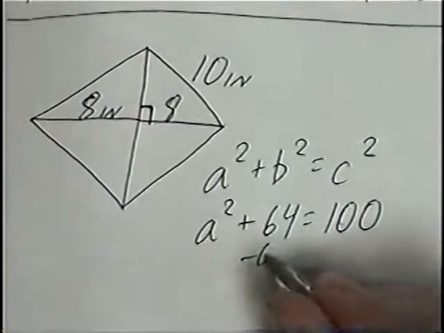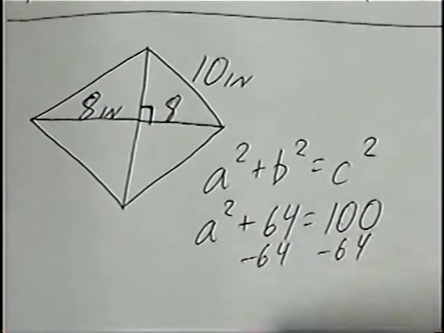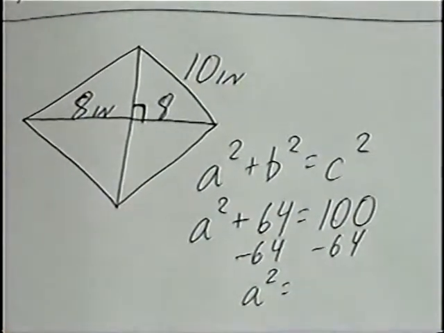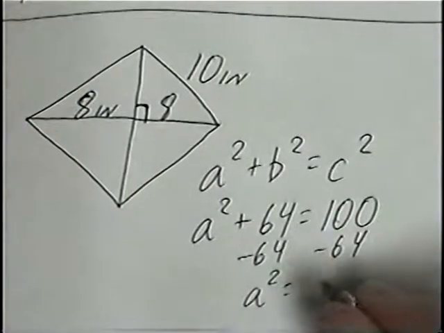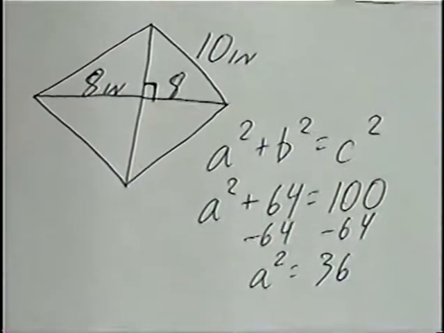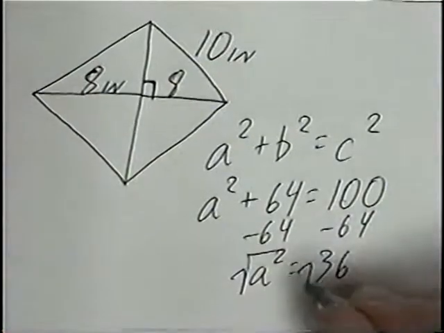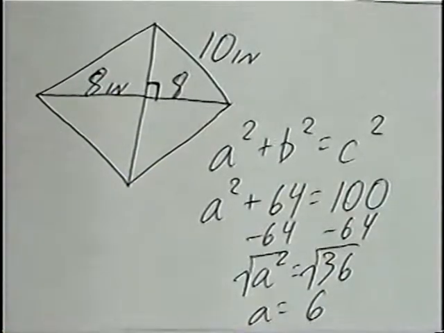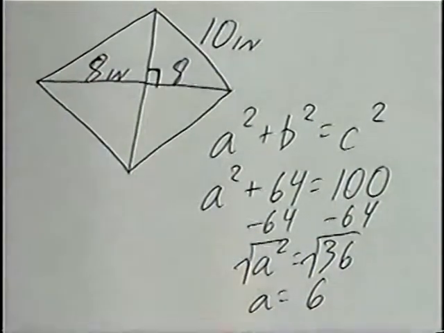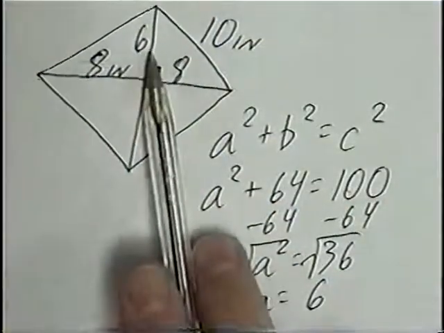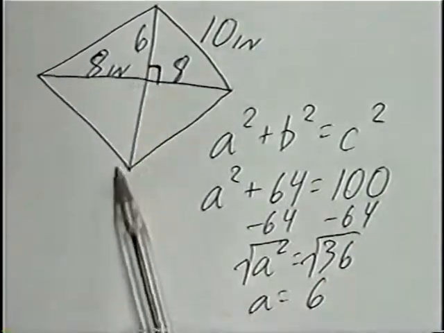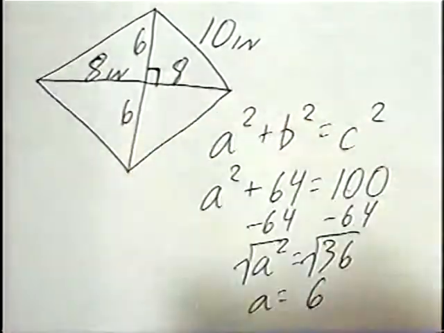Solving for A, we can subtract 64 on both sides. So A squared equals 100 minus 64, which would be 36. And taking the square root on both sides, the value of A would be 6. A again is the last side of the triangle, so if we add a 6 to our diagram of the rhombus, the top half of the diagonal is 6. And since it is a rhombus, the bottom half of the diagonal is the same side, which would also be 6.